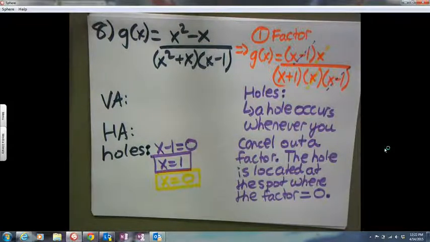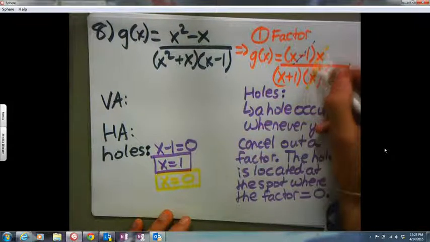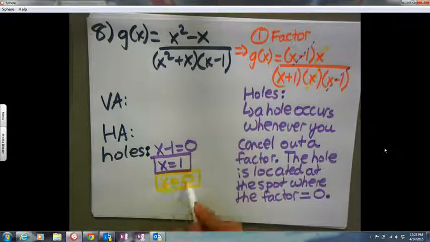Any questions on identifying how many holes and where they are? How did you get the second one? George? How did you get the second one, the x equals 0? Because I canceled out the x here. So that's the factor I canceled out. And we said, make the factor equal to 0. Abel, go ahead, please. It's always different factors, right? Different.